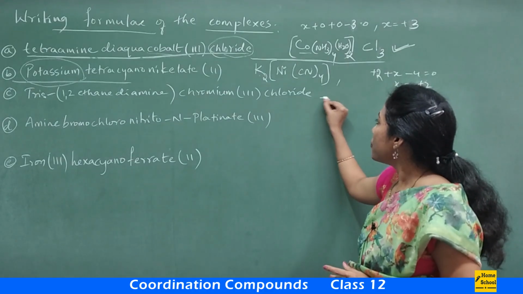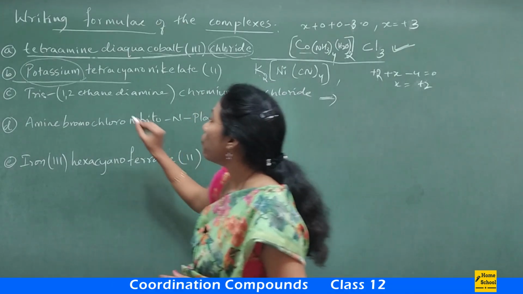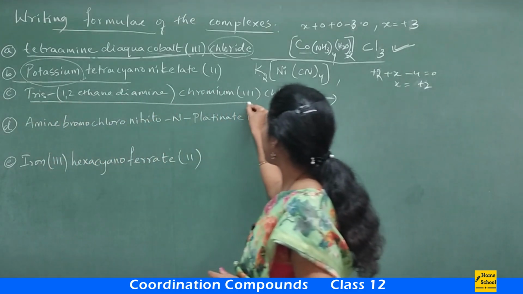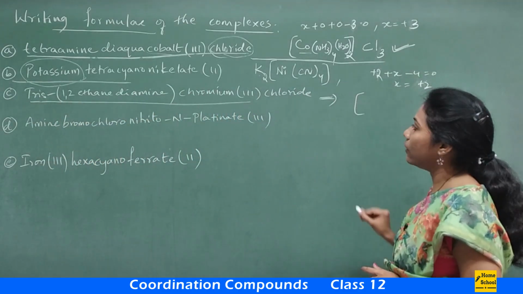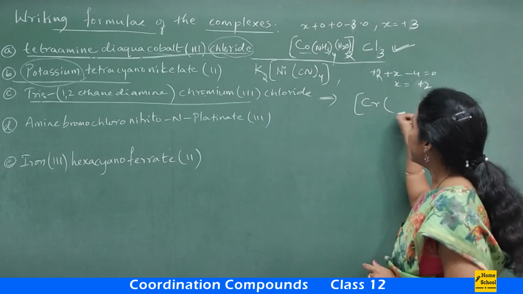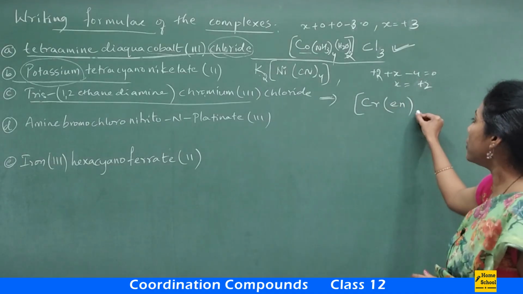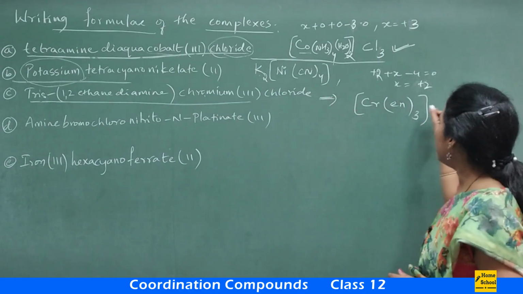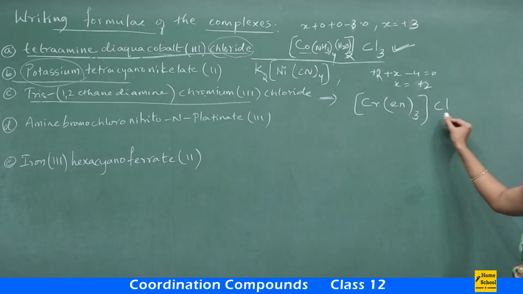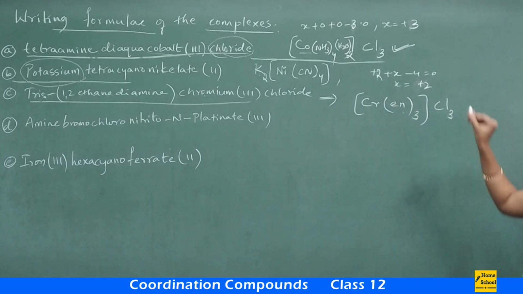Fine. Similarly, let us find out the formula for the third complex, tris(1,2-ethanediamine)chromium chloride. The complex's name is written first, that means the positive part is first. I'll open the square bracket. I'll write the central atom, that is chromium, symbol Cr, and the ligand is ethane-1,2-diamine, symbol en. How many are there? Tris they have mentioned, so 3. This is the positive part, and now it is chloride, Cl, and oxidation state 3 I should get for chromium. If I keep this formula like this, I will get +1 because it's a neutral ligand. So how do I get 3? I need 3 Cl.